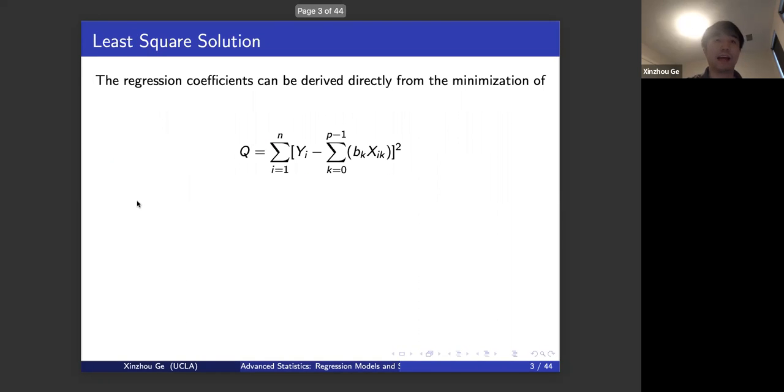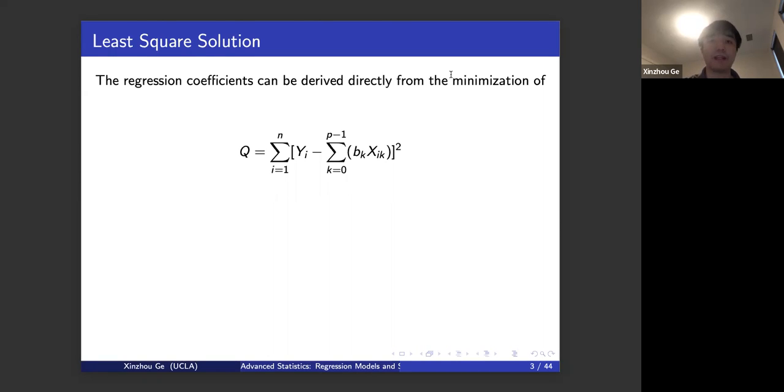So first, let's go back to the least squares minimization problem. As I have introduced in the previous workshop, the key part of the regression model is the target function to be minimized in the model. In the simple linear regression, we minimize the sum of squares. And in multiple linear regression, we are still doing minimization of the sum of squares.